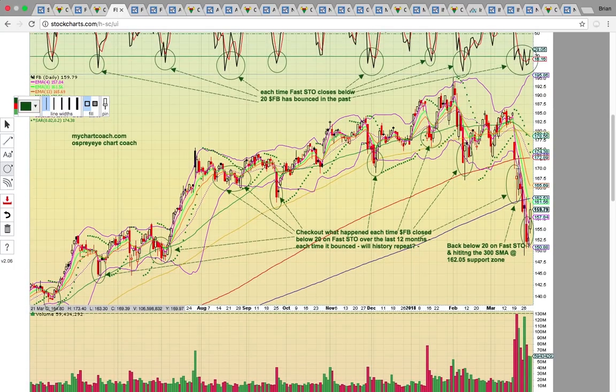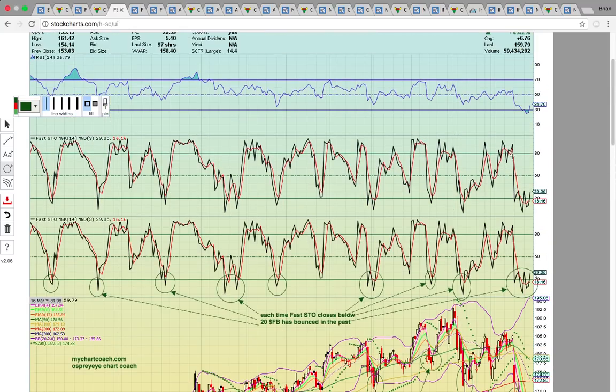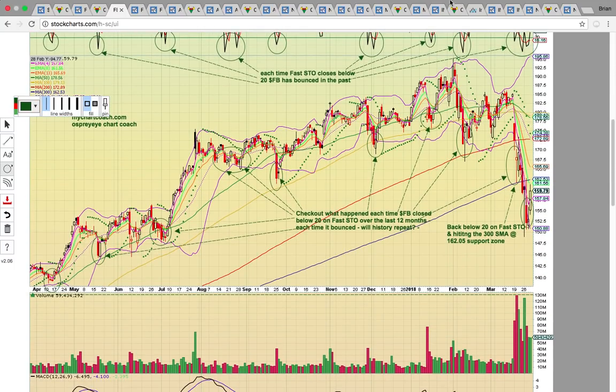But just keep in mind, anytime you have one of the top companies in the world like Facebook that gets below 20 on Fasto, and definitely if it gets below 30 on RSI, that's a technical setup for a bounce play. Okay, because it's very rare for it to hit these oversold levels.